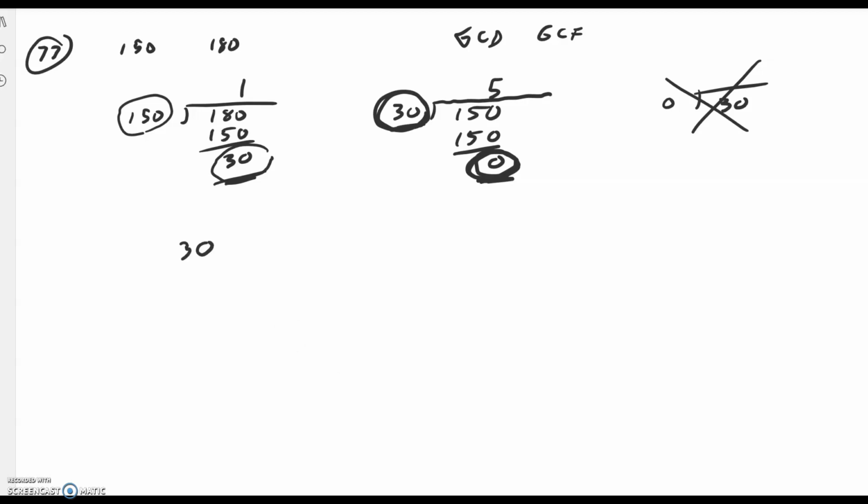30 is the largest number that divides into 150. It happens to go in 5 times exactly. And also divides into 180. It happens to go in 6 times exactly. So the greatest common divisor or greatest common factor of these two numbers is 30. And we found that using the Euclidean algorithm.